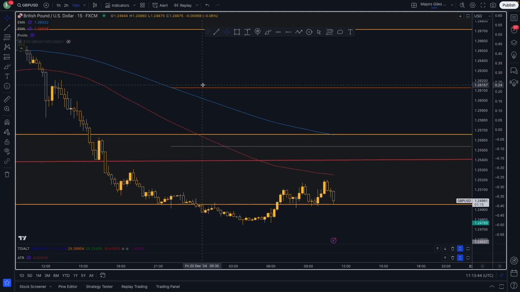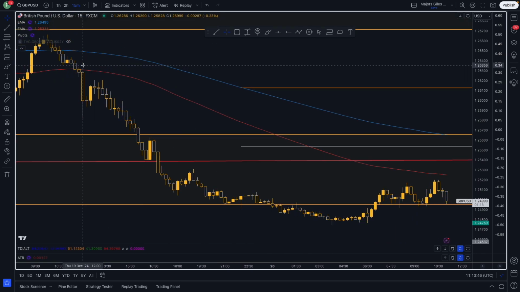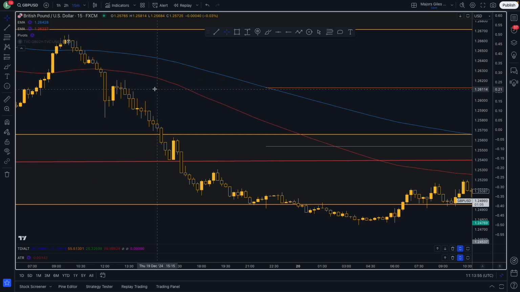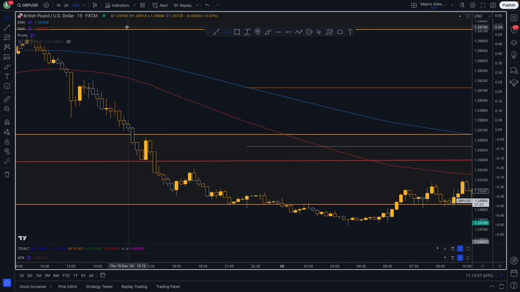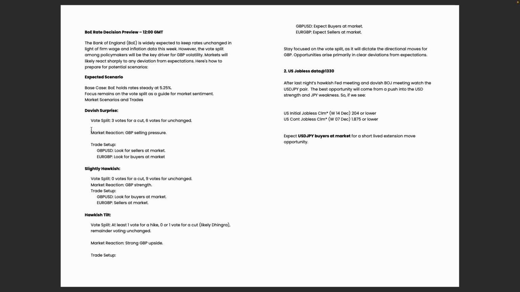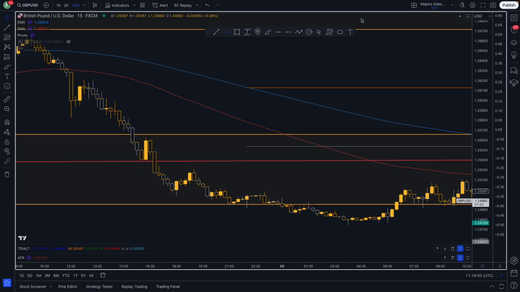What we were looking for here was a vote split from the Bank of England that indicated members of the Monetary Policy Committee were more committed to interest rate cuts moving forward. And we saw the vote split that we wanted. In the cheat sheet here, we just highlighted if we saw a vote split of 3 for a cut, 6 for unchanged, then we're to look for pound dollar sellers at market. You can see here that's exactly what we got with the decision.